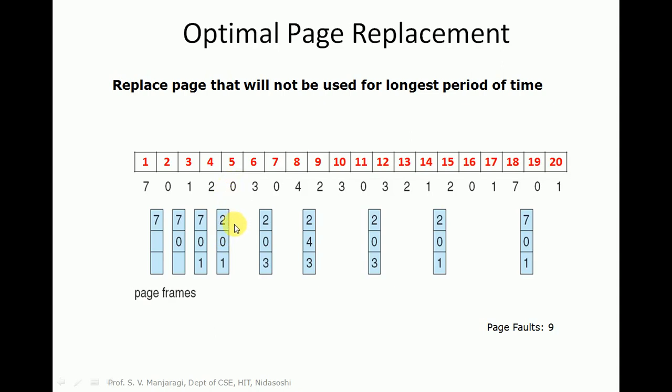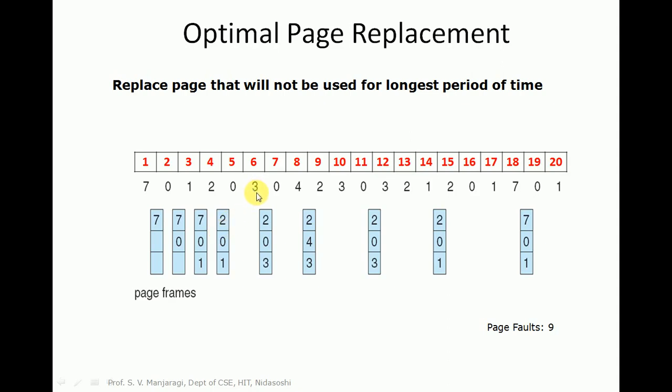Because that particular page can be reused, it is already there in the memory. Now we shall move on to the next one. Next one is page 3. Check whether it is present in the memory or not. 3 is not present here. In the memory only there are 3 pages present, 2, 0, 1. So 3 is not present. Again we need to go for the replacement.